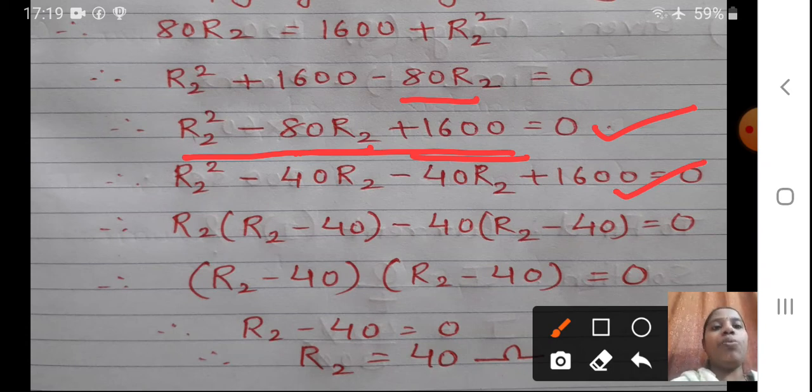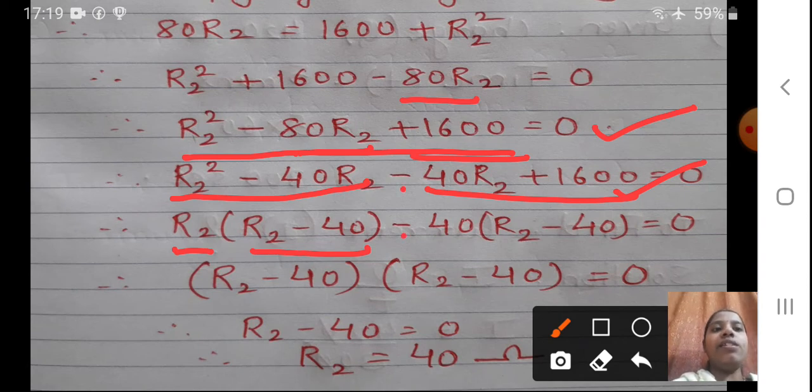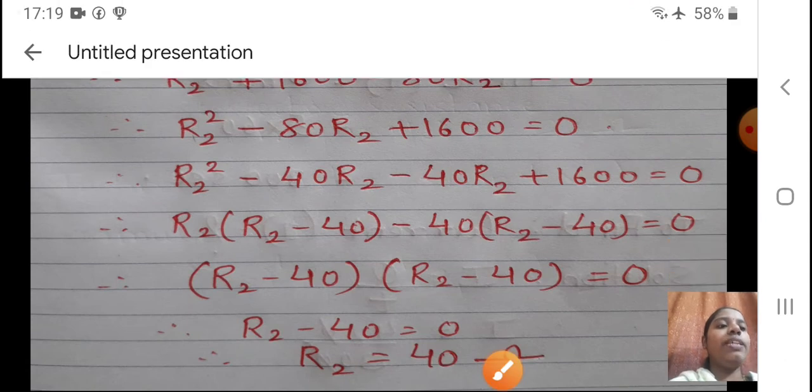Now from this first pair I'll take R2 common, and from this second pair I will take 40 common. So what am I getting? R2 in bracket, R2 minus 40, minus this sign as it is, 40. I have taken common in both. I'll just show you properly again.